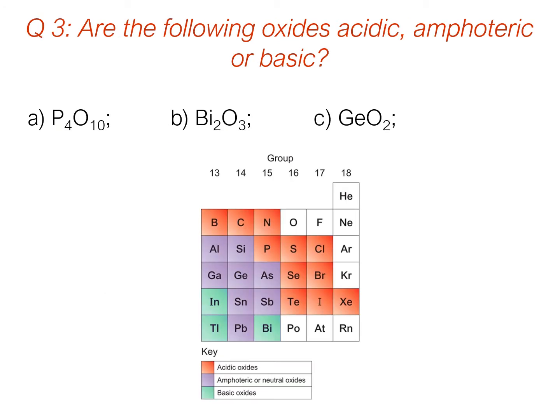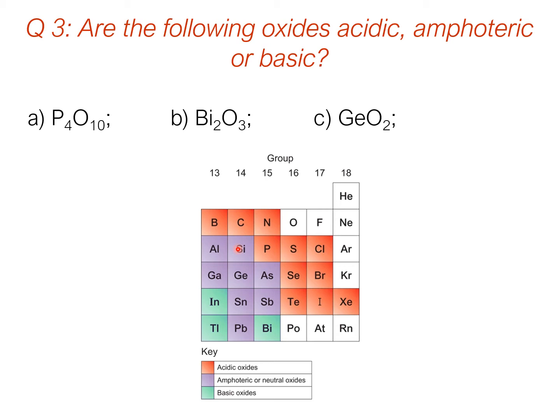Question 3 is looking at the p block oxides, and we have to work out which are acidic, which is amphoteric, and which is basic. Now the p block contains all three: acidic, basic, and amphoteric oxides. And I've got the p block key here from the lecture videos that's coloured in which ones are acidic, which ones are amphoteric, and which are basic.